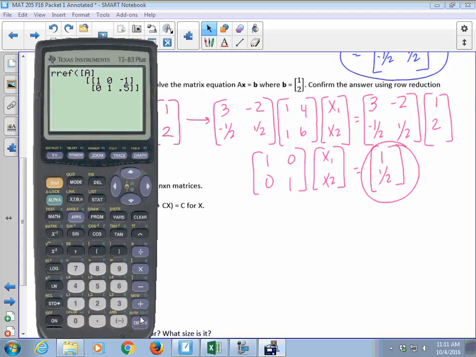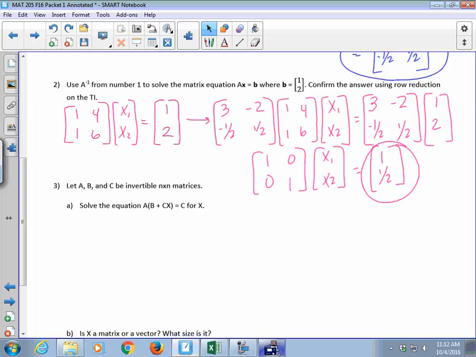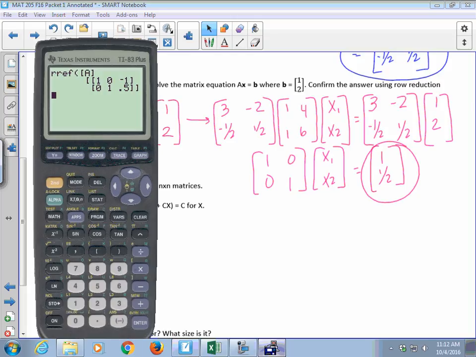Negative 1.5. So you get x1 is negative 1, x2 is 1/2. So our new method works. Oh, no, it should be negative 1. I messed up. 3 times 1 plus negative 2 times 2, so that should be 3 plus negative 4, which is negative 1. Good catch.